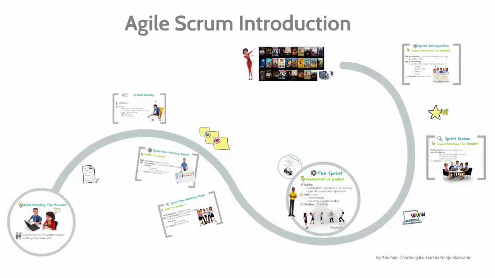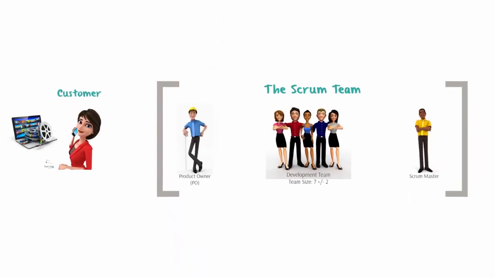Agile Scrum Introduction. Agile is a development mindset focusing on delivering customer value. Scrum is an iterative and incremental agile software development method. Let's meet some of the key players.